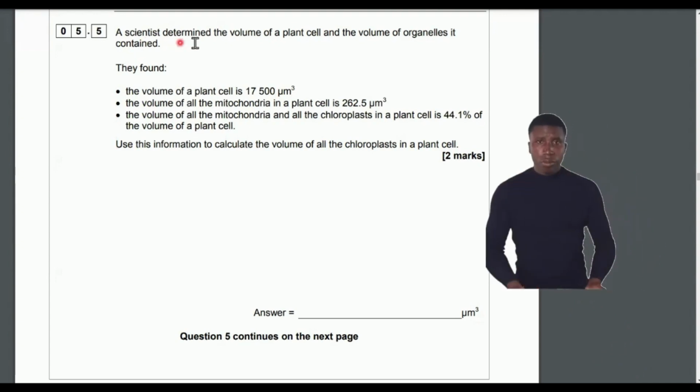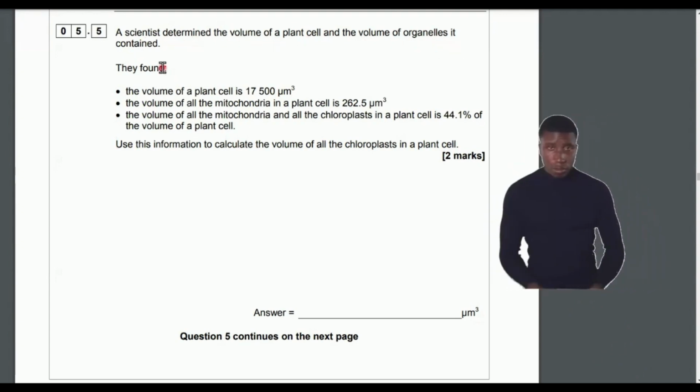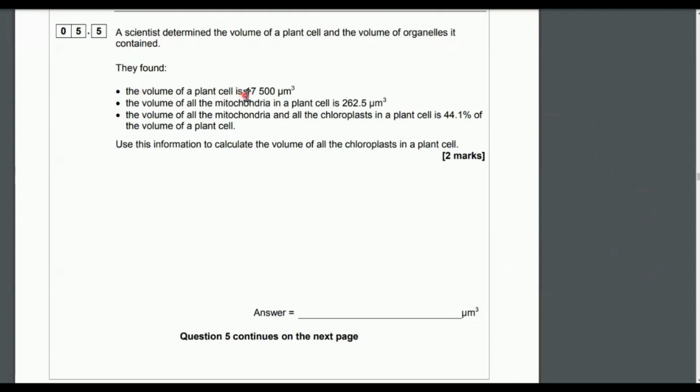Let's go. Scientists determined the volume of a plant cell and the volume of the organelles contained. They found the volume of a plant cell is 17,500 micrometers cubed. The volume of all the mitochondria in a plant cell is 262.5 micrometers cubed. The volume of all the mitochondria and all the chloroplasts in a plant cell is 44.1% of the volume of the plant cell. Use this information to calculate the volume of all the chloroplasts in the plant cell. This should take you 2 minutes, 2 marks.